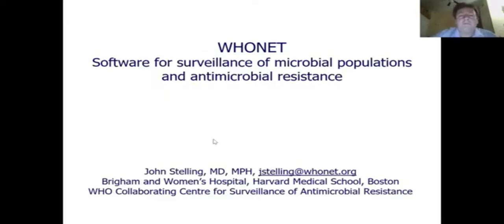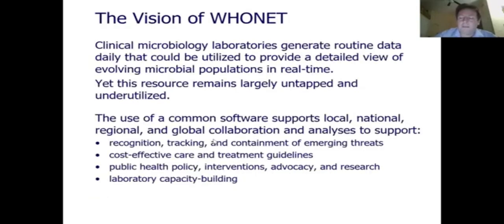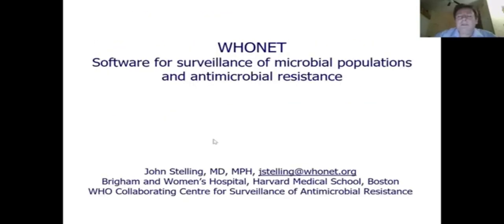So, a little background. WHONET is a software for surveillance of microbial populations and antimicrobial resistance. The reason I mention it's not only for antimicrobial resistance is that it really is about following resistant and sensitive strains, primarily bacteria, but people also use the software for fungi, parasites, viruses, clinical reporting. So it's really about looking in a broad way at changing microbial populations locally and internationally, and with a special focus, of course, on their antimicrobial resistance characteristics.